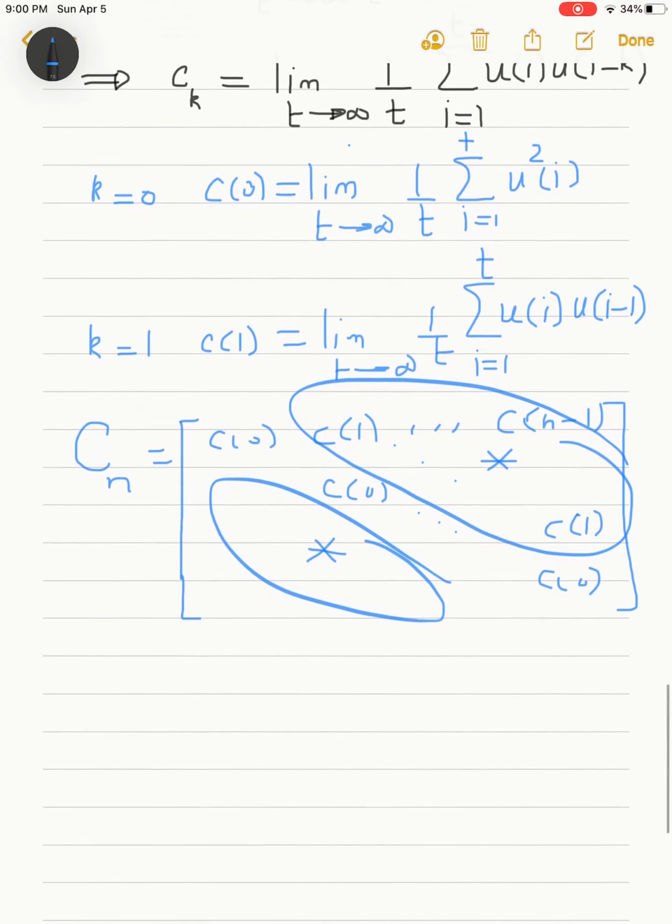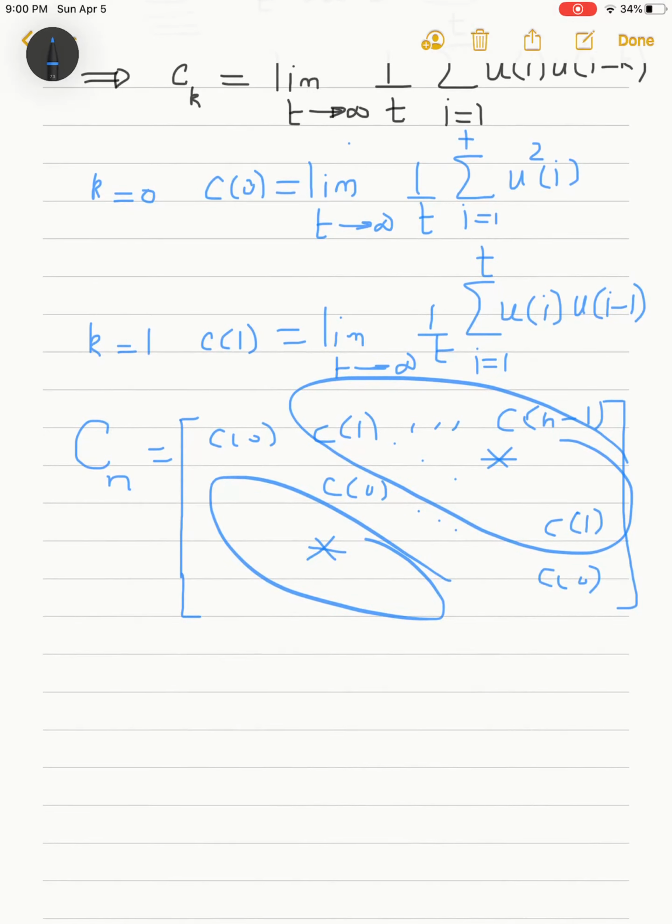Now the condition for the input signal to be persistently exciting is that the rank of Cn should be equal to n, where n is the number of estimated parameters.